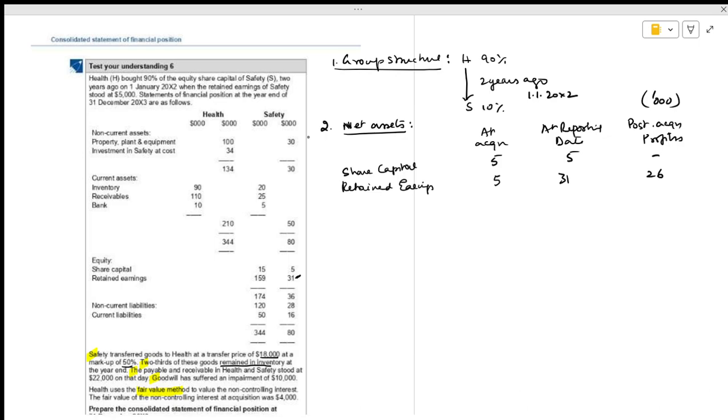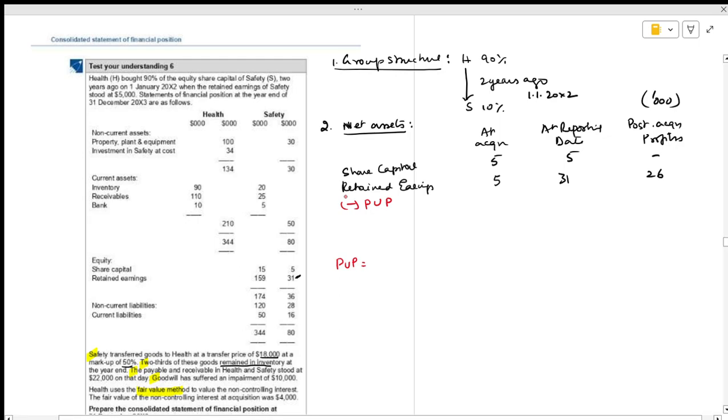Now here, there were sales. From here, what will we do? We will deduct the portion of unrealized profit, the PUP. It is better to write it down, so I am putting it here in a box.